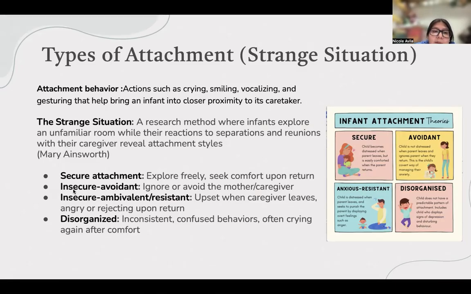Okay. Up next we have insecure avoidant, which is where the child ignores or avoids the mother or the caregiver. So avoidant: the child is not distressed when the parent leaves and ignores the parent when they return. This is the child's covert way of managing their anxiety.